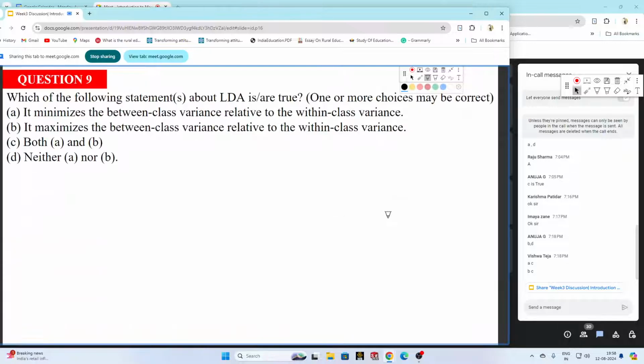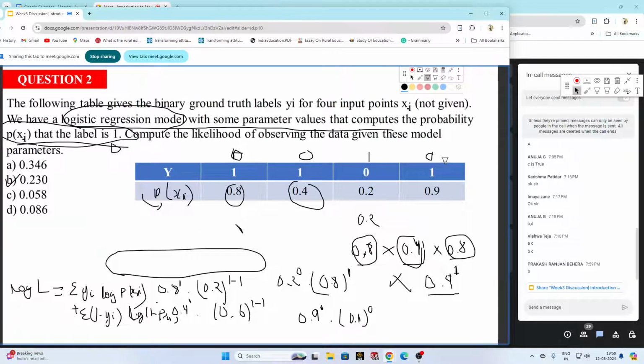Okay, so let's talk about this. Which of the following statements about LDA is/are true? One or more choices may be correct. Option A, it minimizes the between class variance relative to within class variance. B, it maximizes the between class variance relative to within class variance. C, both A and B. D, neither A nor B. So any guesses for this? This also I have explained in your theory part. B. Any other guesses? Not A, right? Yeah.